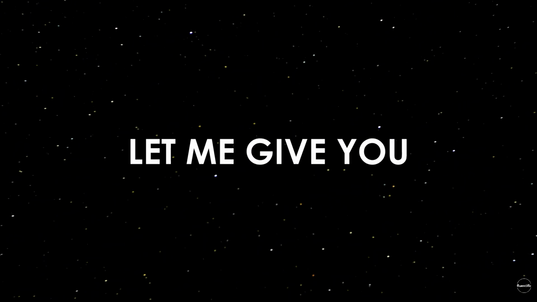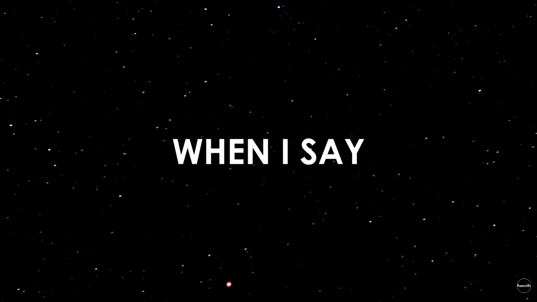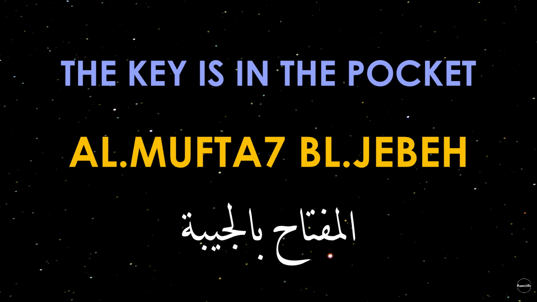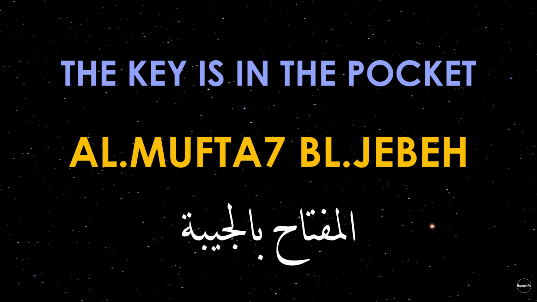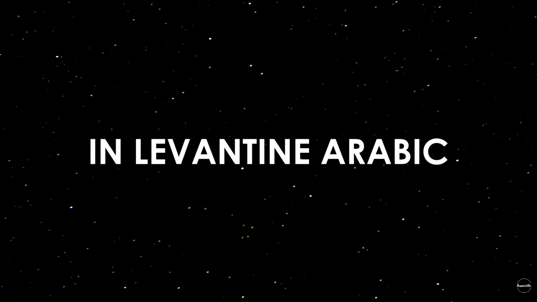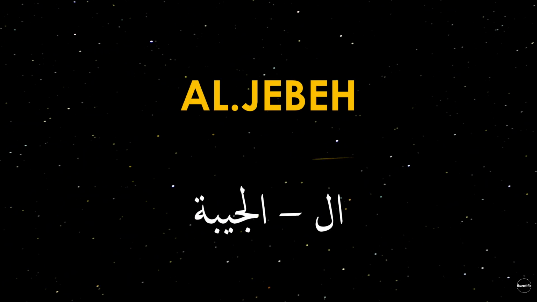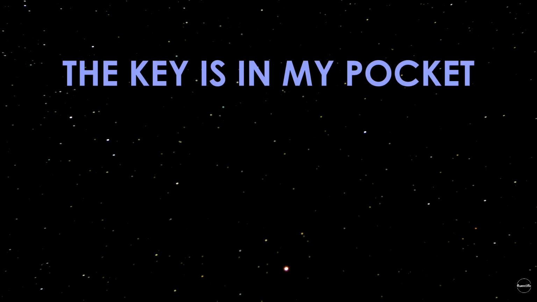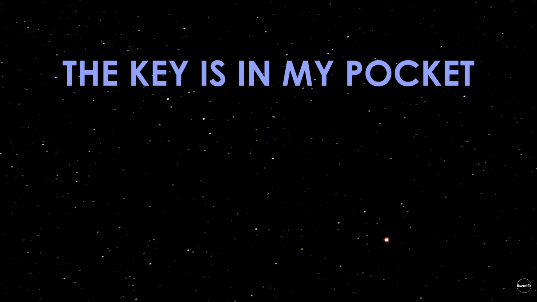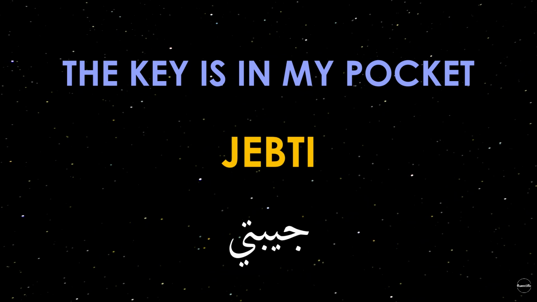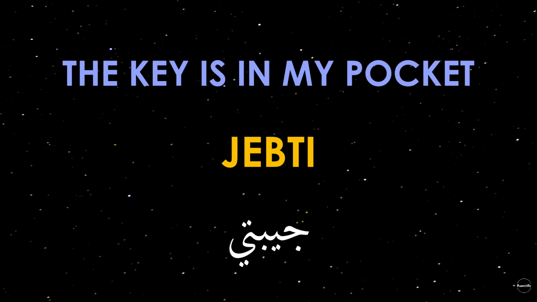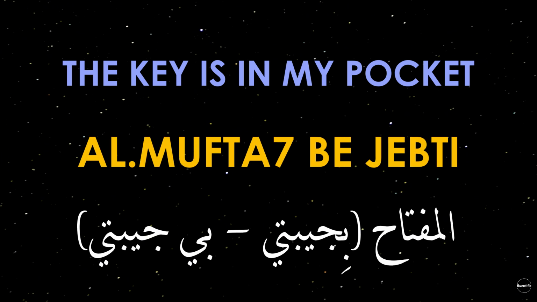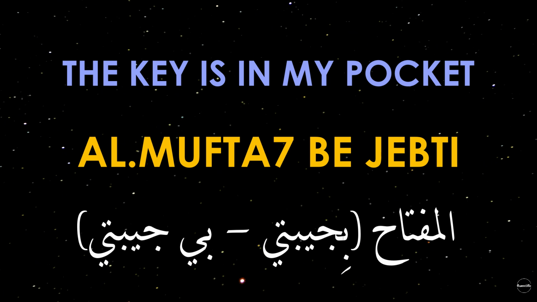Now, I hope that at this stage, you know that there are some words that begin with al-ta'rif. Let me give you some examples. When I say the key is in the pocket, El.Mufta7 BL.Jebeh, because the pocket in Levantine Arabic is El.Jebeh, it starts with al-ta'rif. But if I say the key is in my pocket, now my pocket in Arabic is Jebti, my pocket. El.Mufta7 BL.Jebeh. There is no al-ta'rif.